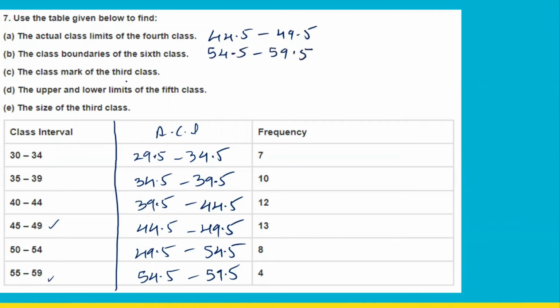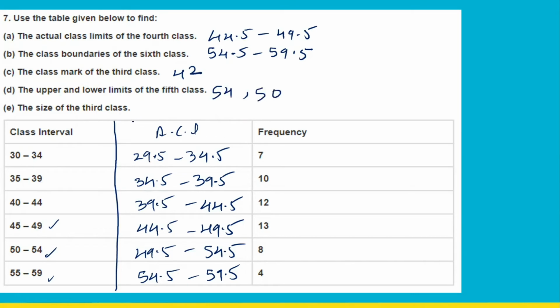The class mark of the third class. So for the third class, you are adding and then dividing by 2. So adding 40 plus 44, that is 84 divided by 2, you get 42 is the class mark of the third class, the midpoint. The upper and lower limits of the fifth class. So fifth class, they are asking upper and lower limit. 1, 2, 3, 4, fifth one. So we will just write upper limit is 54 and the lower limit is 50 over here.